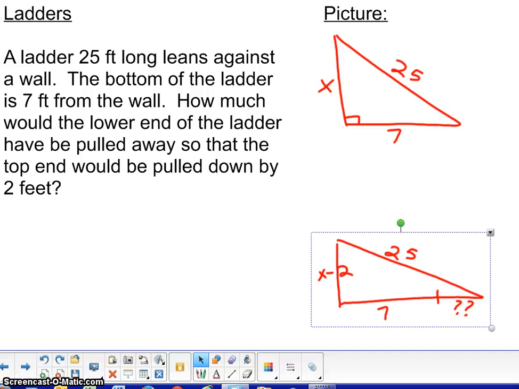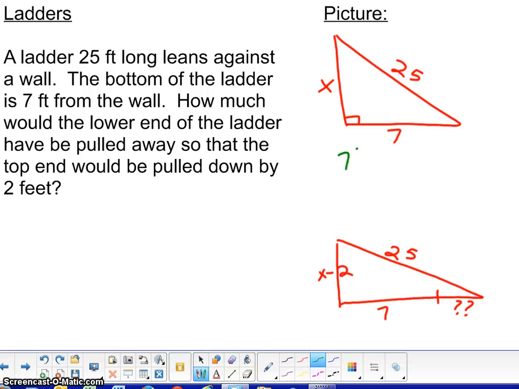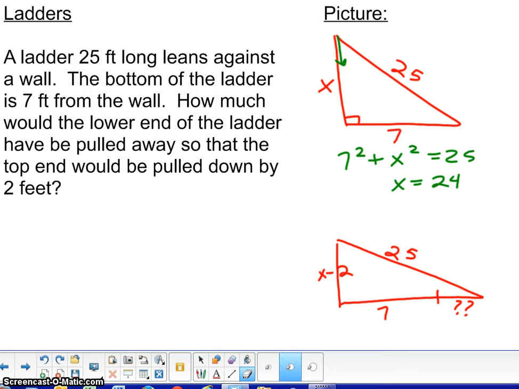We're going to find x by using the Pythagorean theorem. So 7 squared plus x squared equals 25 squared, and then x equals 24. Okay, so if that's 24 and the ladder is moved down 2 feet, that means this value right here is going to be 24 minus the 2. So this is going to be 22 feet. The ladder is still 25 feet.